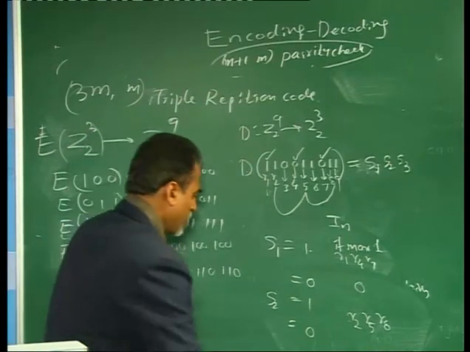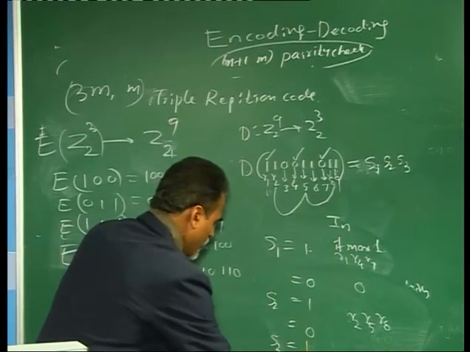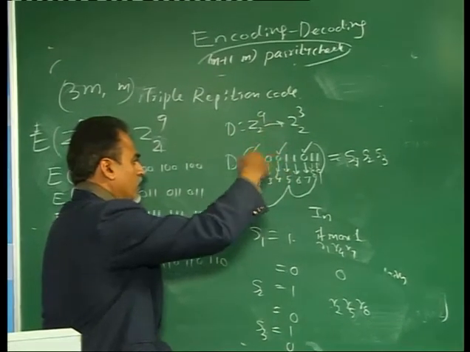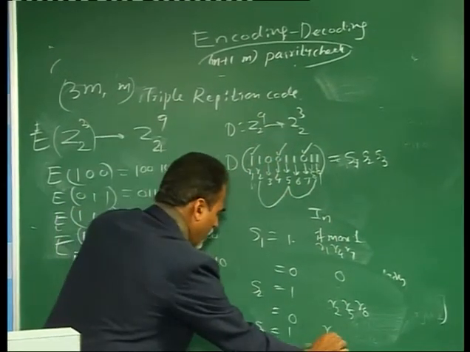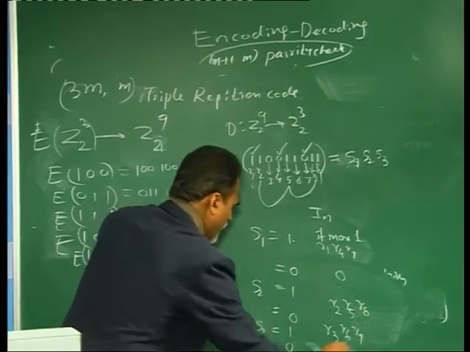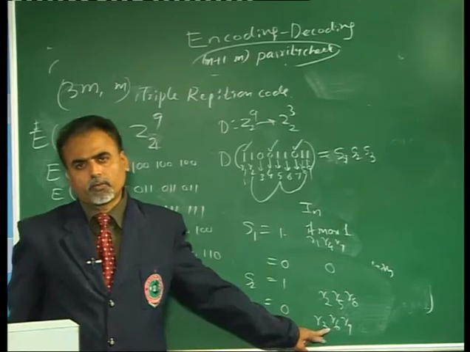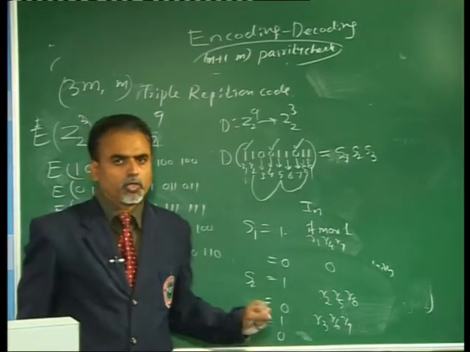Last one is S3. You start from 3, take a jump of 3: 3, 6, 9, so R3, R6, R9. If they contain maximum number of 1s, you write 1 here. If they contain maximum number of 0s, you write 0 here. So shall we write that?